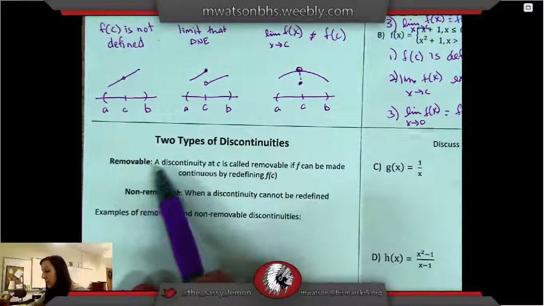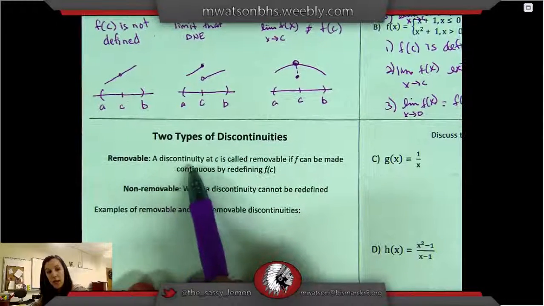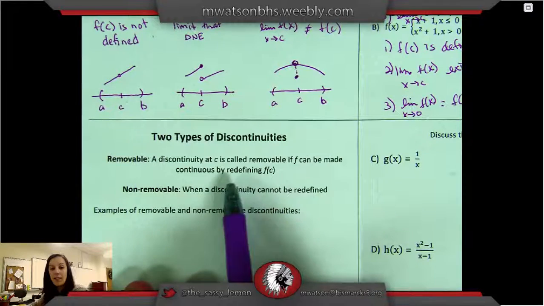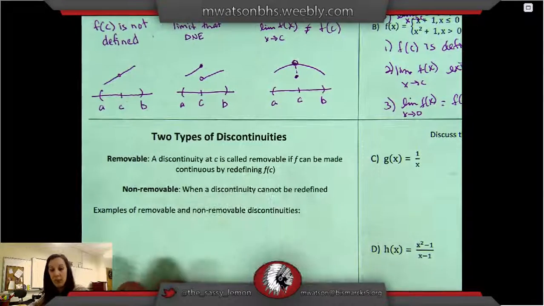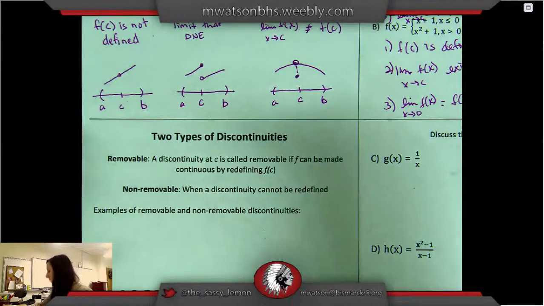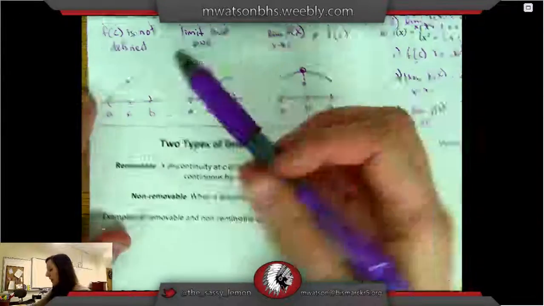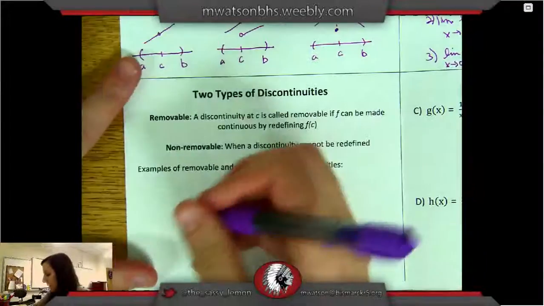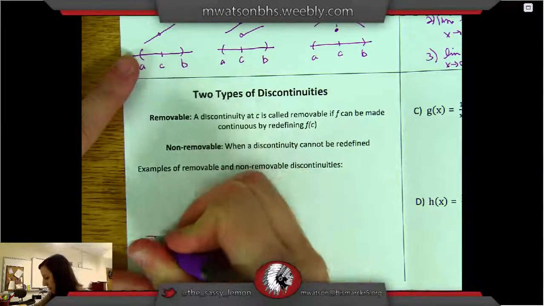A removable discontinuity is one that is removable if f can be made continuous by redefining f of c. So basically it's removable if you could add something to the function and make there be a value there. So for example, this top one right here, that was removable. So we're going to draw that again and talk about that.